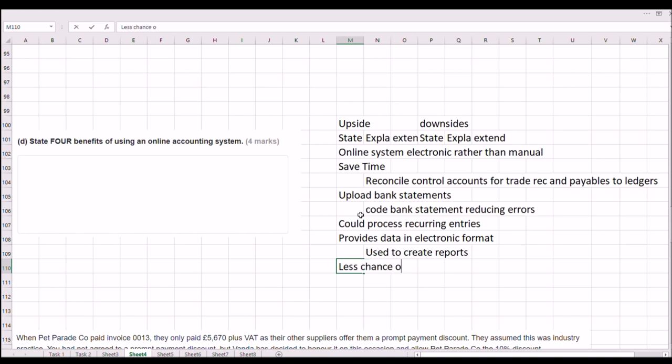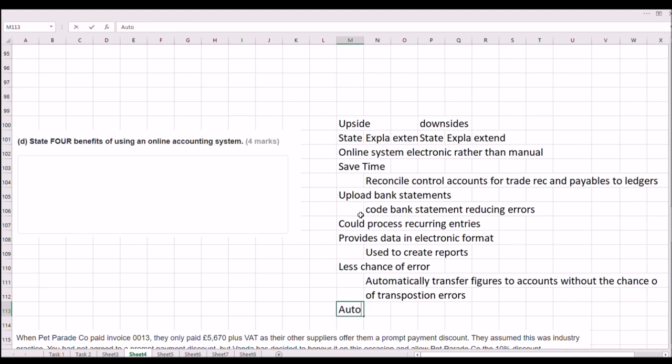And then we've got things like less chance of error, because it's going to automatically transfer figures to accounts without the chance of transposition errors. And it's going to automatically create our trial balance, which is going to extract the data from ledgers. So we've got state and explain, and we can extend. Now I say upsides and downsides as well. Here we've got the benefits of online accounting systems, so they're always upsides. Downsides, well, we're saying, what are the benefits? They don't ask for the downsides here.